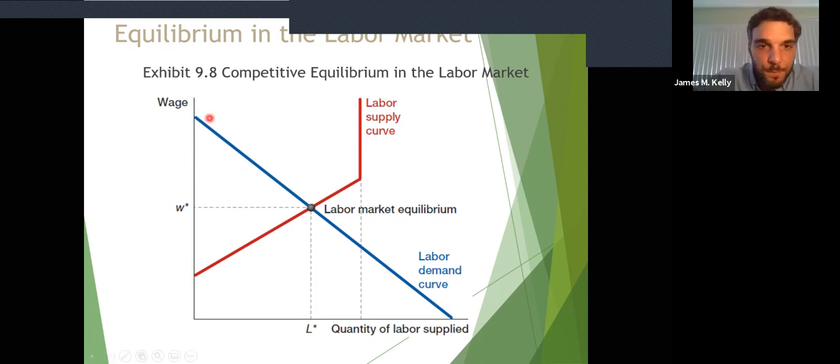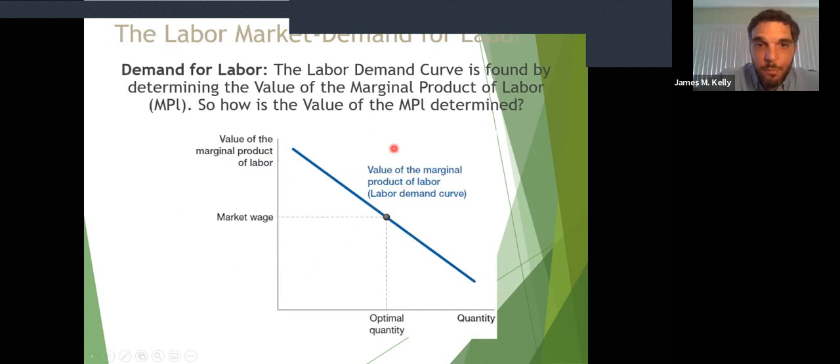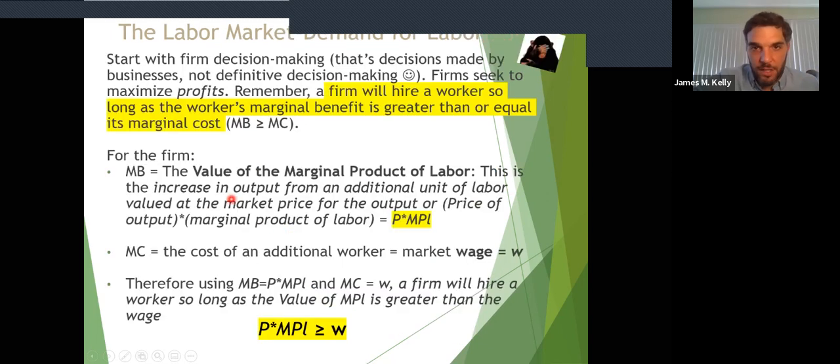Okay. So let's unpackage this demand curve, what this demand curve is. How do firms determine how much labor they're going to demand given a wage rate? Well, it's based off of something called the value of the marginal product of labor. And the value of the marginal product of labor dictates the labor demand curve. So what is the value of the marginal product of labor?